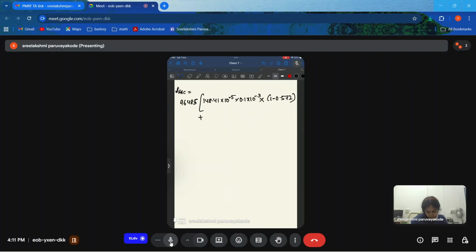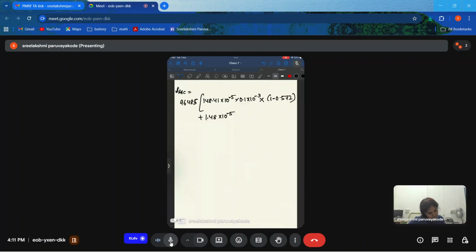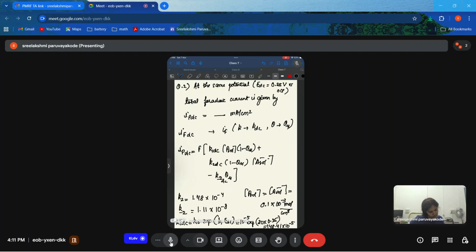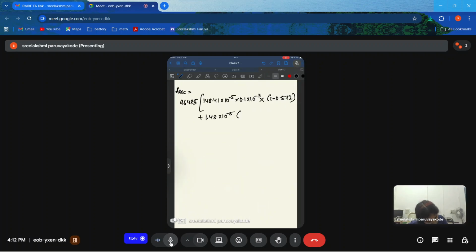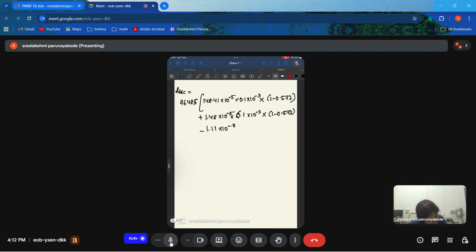Plus K2 DC 1.48 into 10 to the power minus 5, into 1 minus theta SS, into A solution minus. A solution minus is 0.1 into 10 to the power minus 3, into 1 minus 0.572, minus K minus 2 DC, which is 1.11 into 10 to the power minus 8, into theta SS, which is 0.572. What can I do?